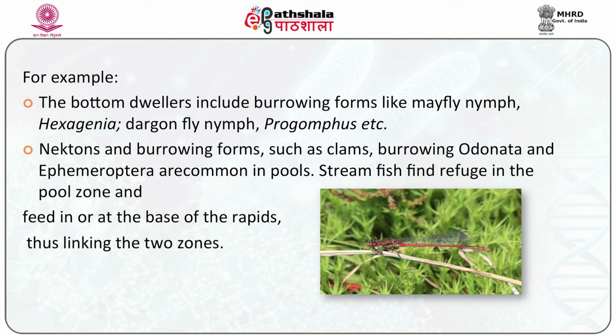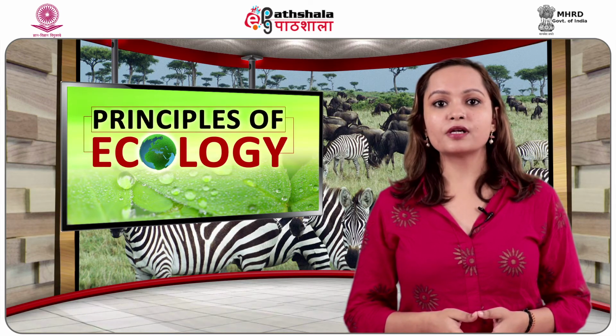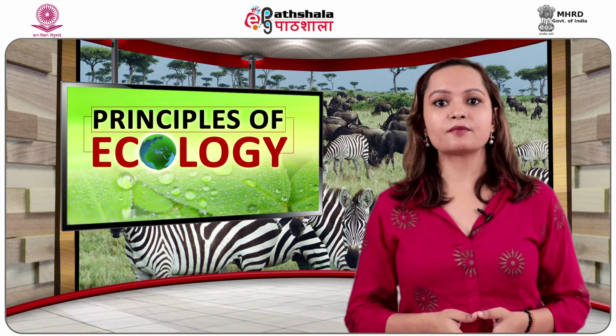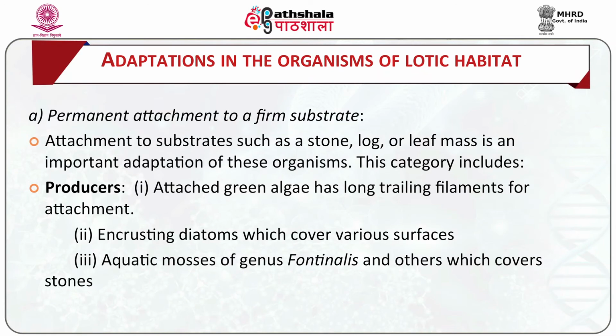Nektons and burrowing forms such as clams, burrowing odonatans and ephemeropterans are common in pools. Adaptations in the organisms of lotic habitat, organisms in the rapid community and, to a lesser extent, of the pool community, show adaptation for maintaining position in swift water. Some of the adaptations are: number 1, permanent attachment to the firm substrate.